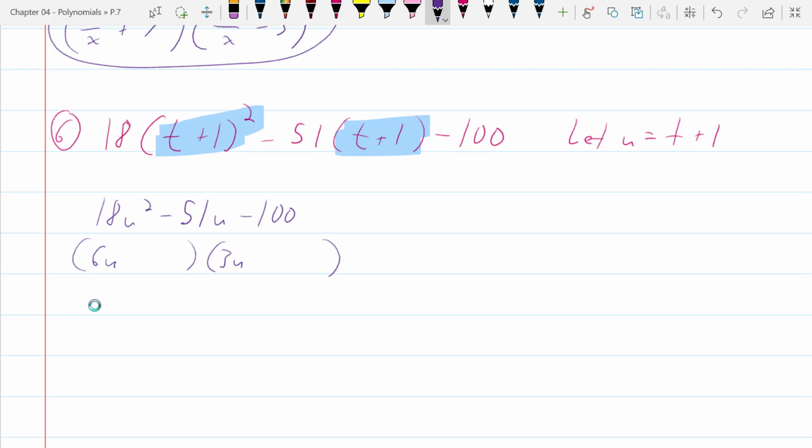100, you could try 10 and 10, but here's the thing. If I put 10 on the left side, that's paired with a 6, that means I could have taken a 2 out, because I could factor a 2 out of 6u and 10. So it can't be 10 and 10, because if it was, I would have been able to take a 2 out of the original polynomial, and I can't.